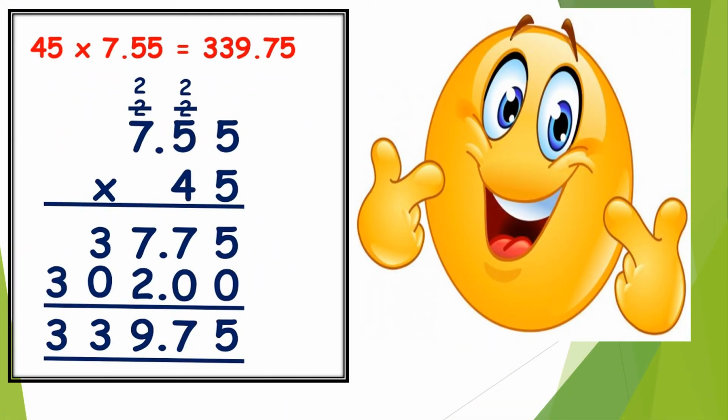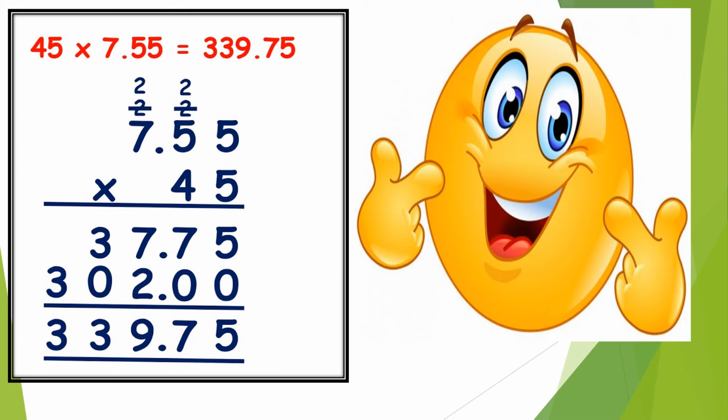Now one more example, you are multiplying the number 45 into 7.55. So the decimal number is 7.55 and 45 is the whole number. First you will put the decimal number 7.55 on the top, and 45 below. First you will multiply with 5, that is the ones place number. So you will multiply this decimal number with 5.